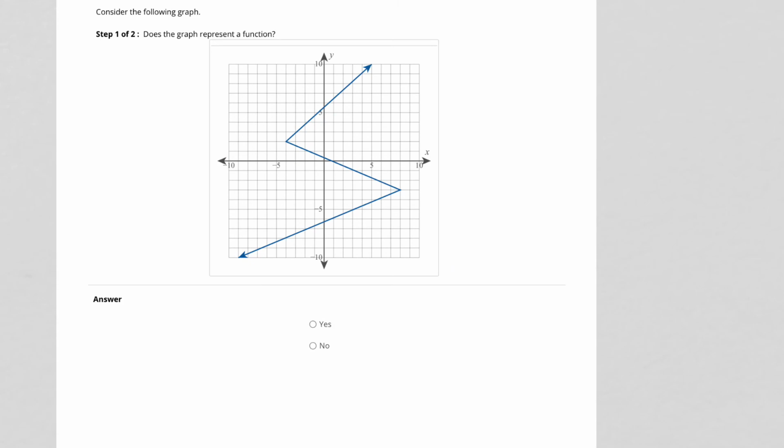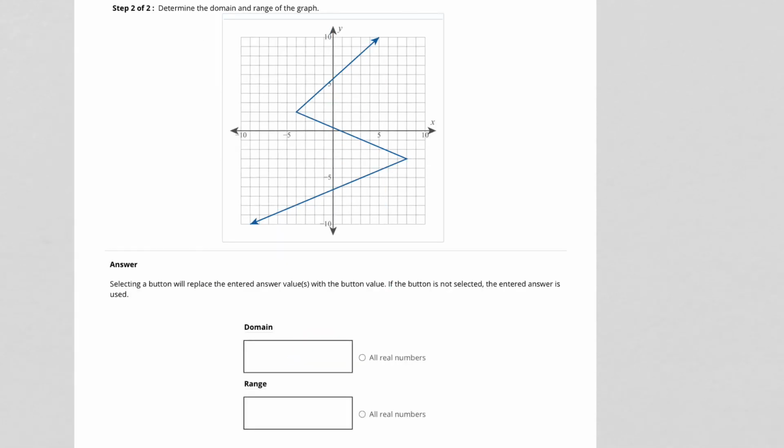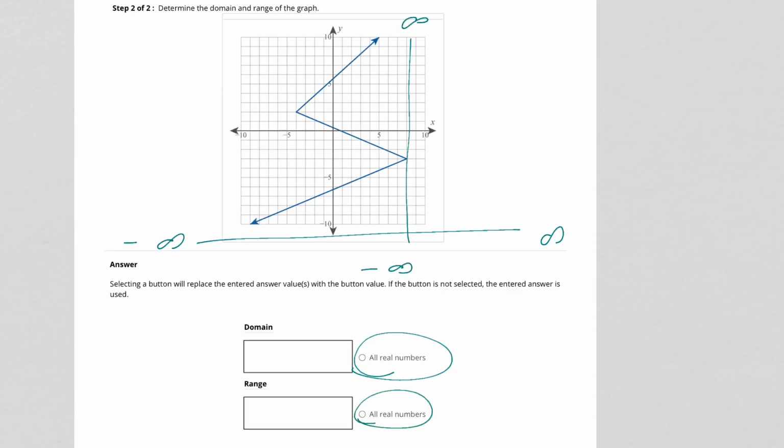This is the last example we're going to do. It's a two-step problem. The first is asking us to determine if the graph is a function. We've got lots of places where it's failing that vertical line test, so our answer to that is no. When I'm looking at the domain and range, if I read from left to right, we're going from -infinity to infinity, which means all real numbers. If I look at it from bottom to top, again, it looks like -infinity to infinity, so it's all real numbers.